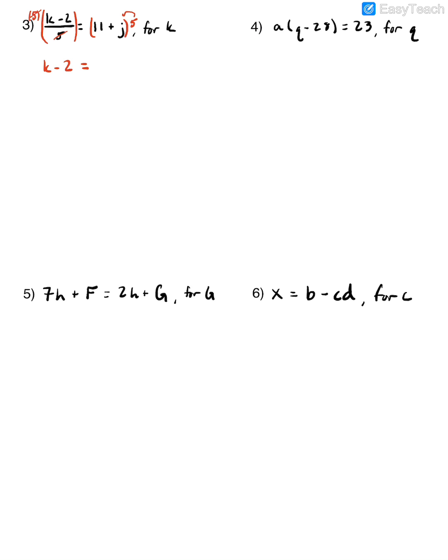Now you can distribute here if you would like. Okay, so that gets me 5 times 11, which is 55. And then 5 times j, which is 5j. Okay, and then the last step for this one is adding the 2 over. Now for this one, you do have some like terms of 55 plus 2, which is not out of the realm of possibilities. You can get like terms with these. It's just not everything's like terms. Okay, so then I get k equals, and then 55 plus 2 is 57, plus 5j, and then k is by itself.